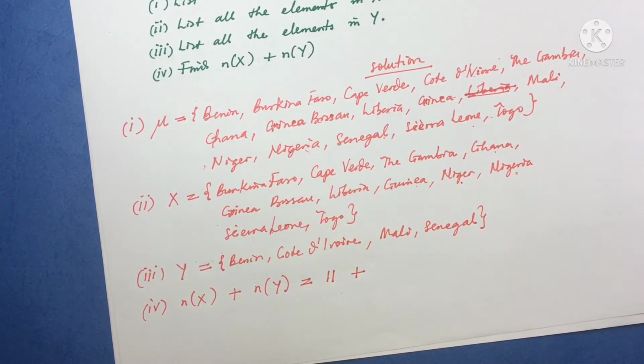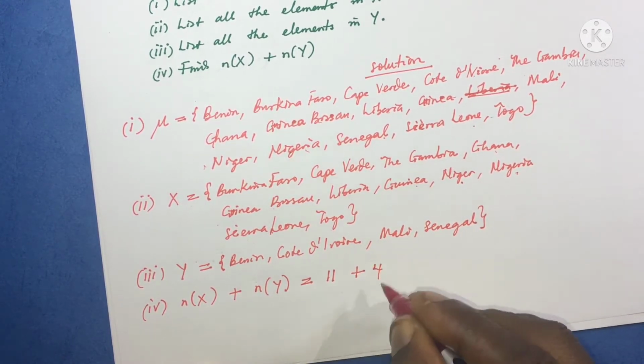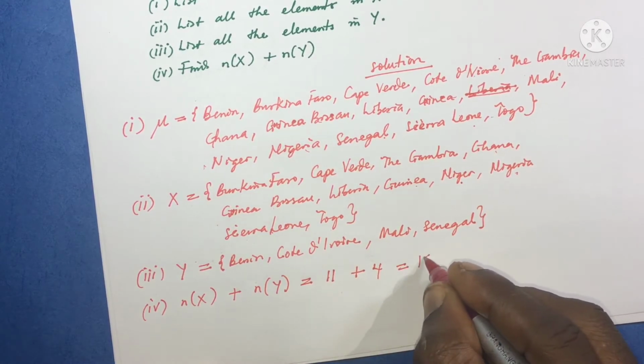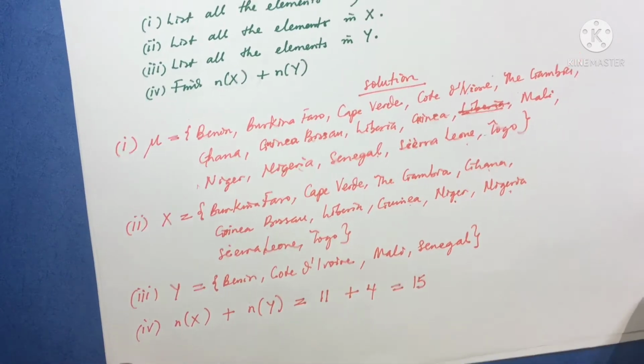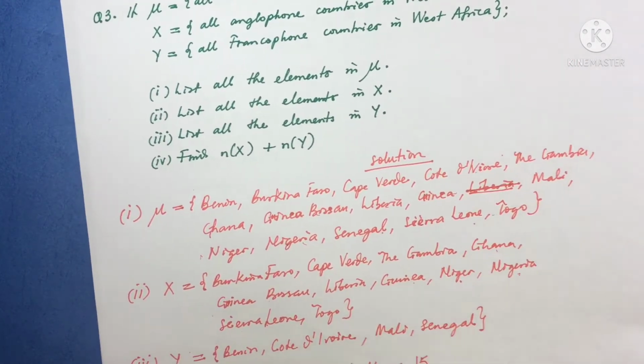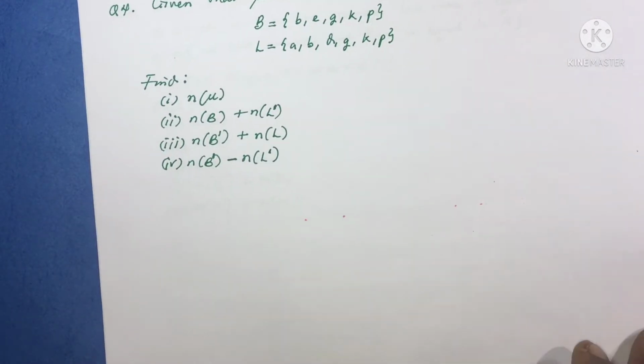Then how many do you have in the Francophone speaking countries? We have 4 by my own description, of course, and that gives us 4. So notice that 11 plus 4 gives 15, which makes the cardinality of the universal set. So there are 15 West African states, partitioned into 2, Anglophone and Francophone. You will notice that the number of Francophone countries plus the number of Anglophone countries will give you the number of countries in the West African sub-region, and that solves problem number 3.